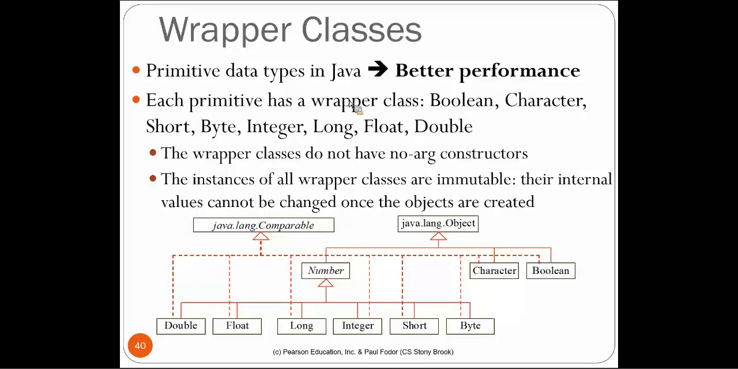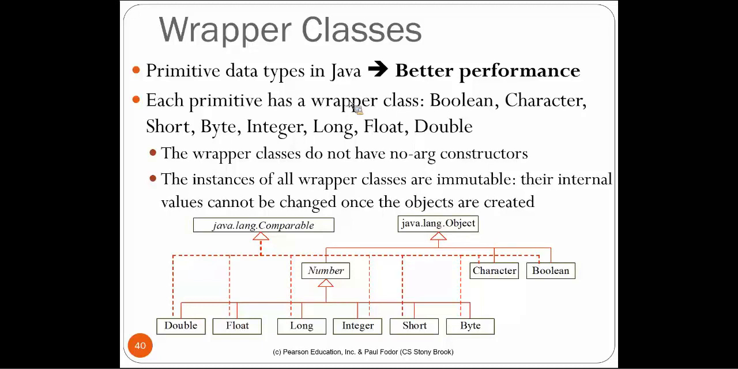So if we want to store a list of booleans, characters, or integers in an ArrayList, we actually have to convert that primitive type into an object. And Java already does that for us. Every primitive type since Java 1.5 has what is called a wrapper class.